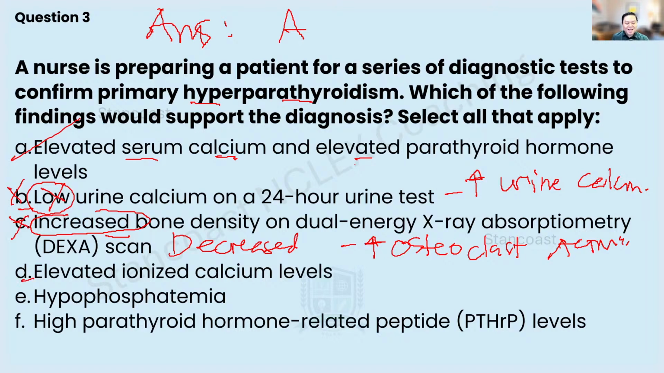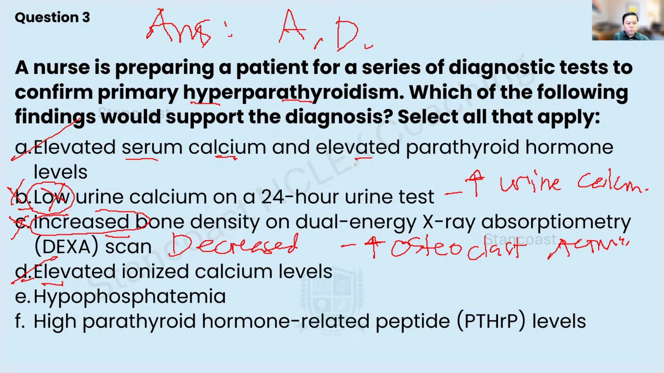What about letter D? Elevated ionized calcium levels. This is basically the unbound calcium ion circulating in the bloodstream. It will be increased because of the shifting of the calcium ions from the bone matrix into the bloodstream. This is correct. So this is letter D.